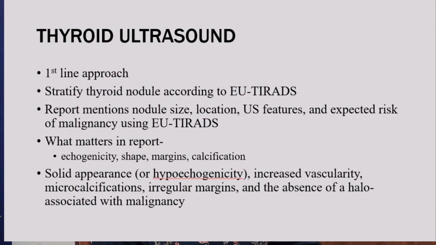This is the first line approach. This stratifies the nodule according to EU-TIRADS. The report mentions the nodule size, location, ultrasonography features, and expected risk of malignancy, and what matters in the report is the echogenicity, shape, margins, and calcification. Solid appearance, increased vascularity, microcalcifications, irregular margins, and absence of halo are the features suggestive of malignancy.